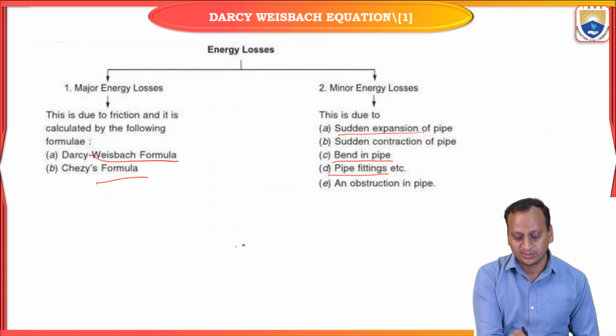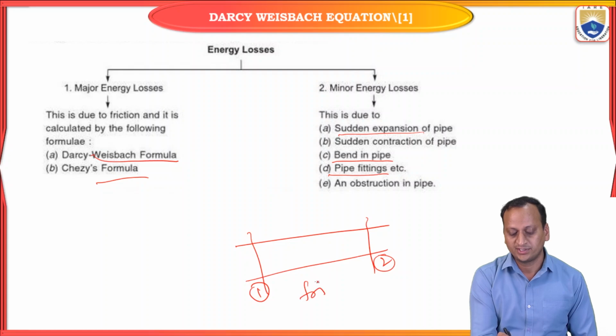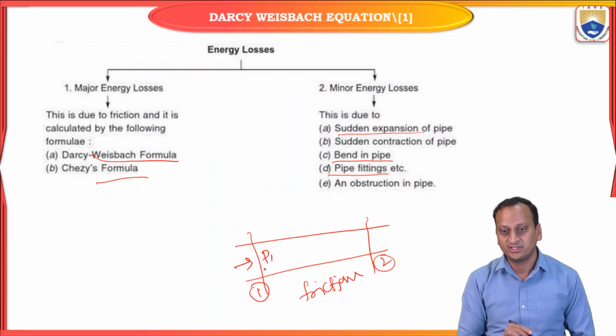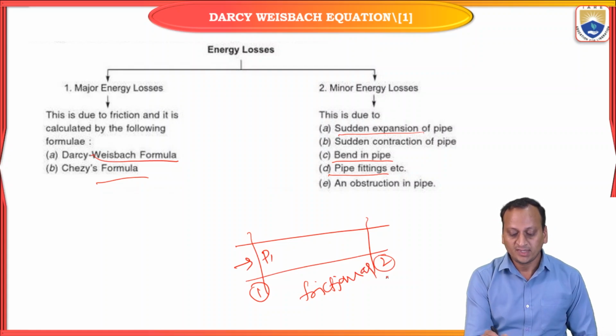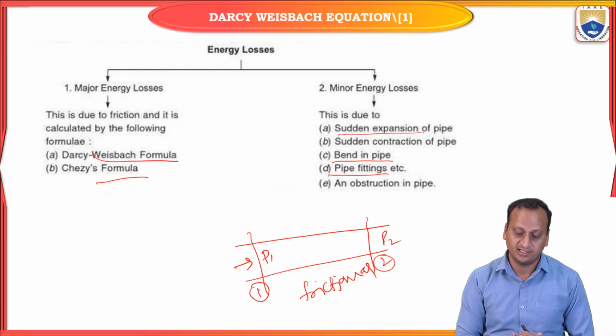when the fluid is flowing in this pipe from point 1 to point 2, there will always be frictional resistance. Due to frictional resistance, there will be a pressure difference. Here pressure P1 will be there, and due to frictional resistance, the pressure drop will occur. That means an energy loss is taking place. This type of energy loss comes under major energy loss.